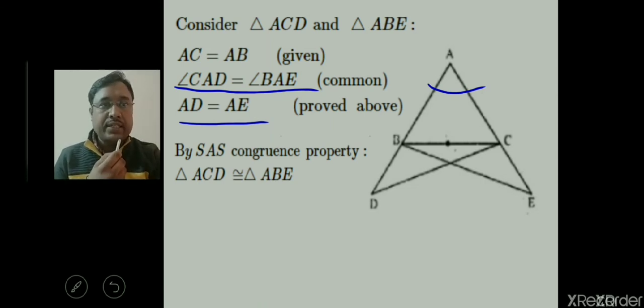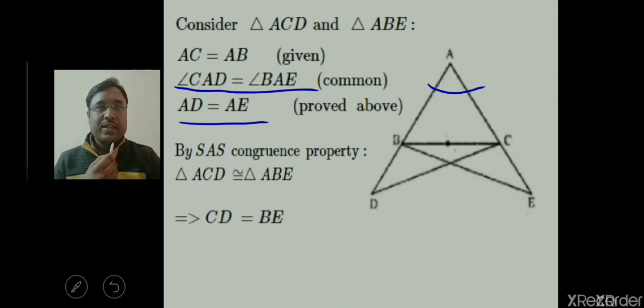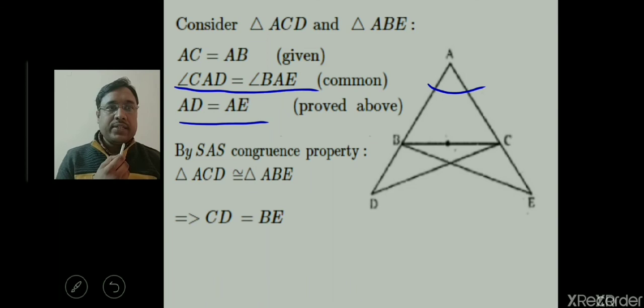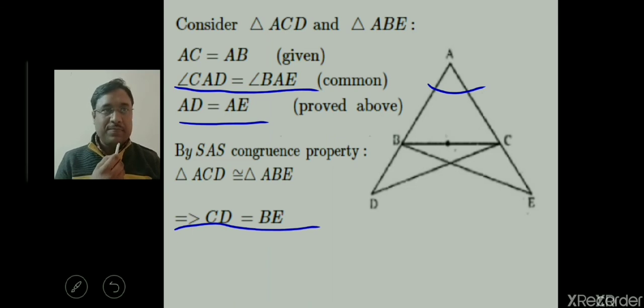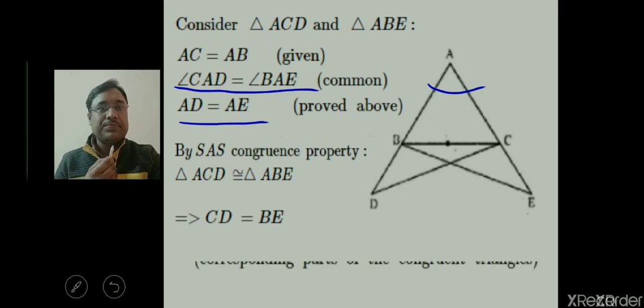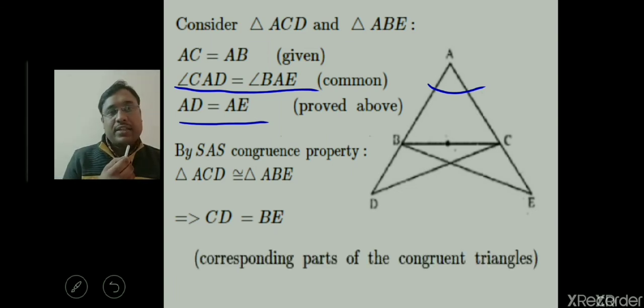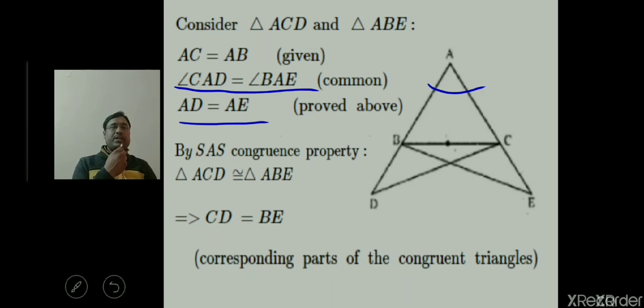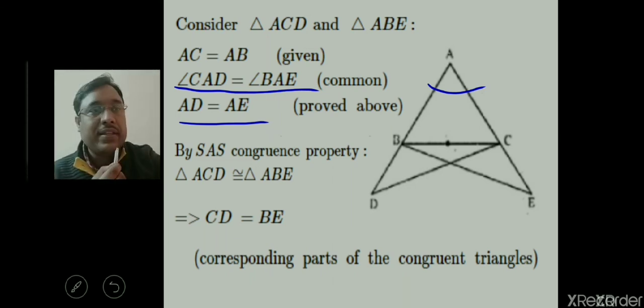Triangle ACD is congruent to triangle ABE. Therefore you will write that CD equals BE. The side CD is equal to side BE. So this way you can say that side CD is equal to BE by this property, that corresponding parts of congruent triangles are equal. This is only what you need to prove here, that CD equals BE.